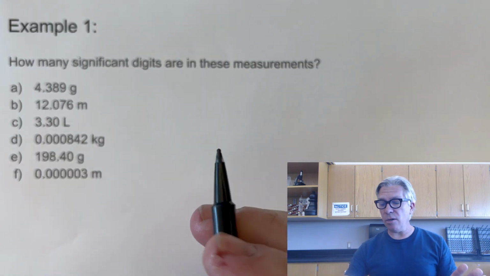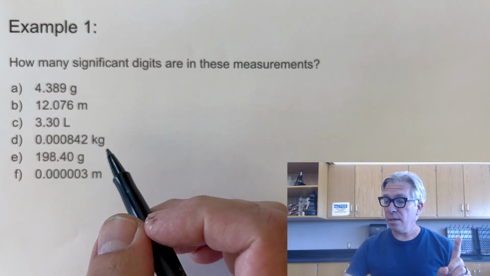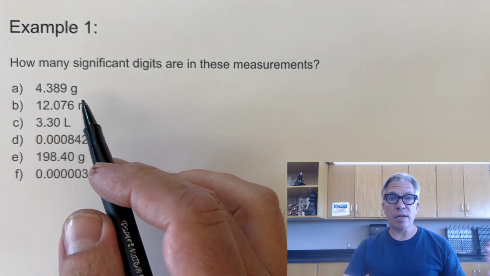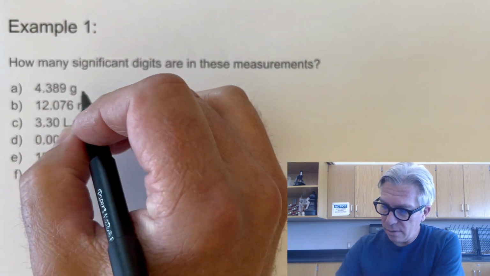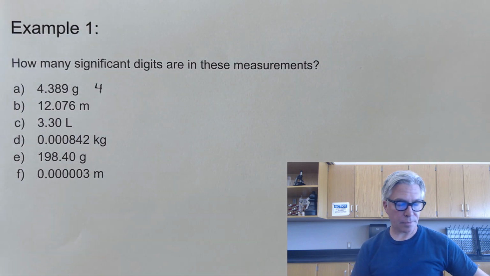Now, it should be noted, I'm assuming that these are properly recorded measurements, that somebody read the instrument and estimated one more digit and then stopped without giving too much accuracy. So, okay, that's 4 digits of significance in that very first example.